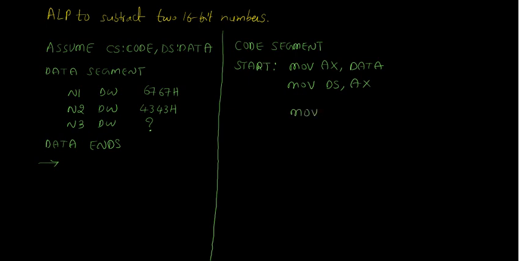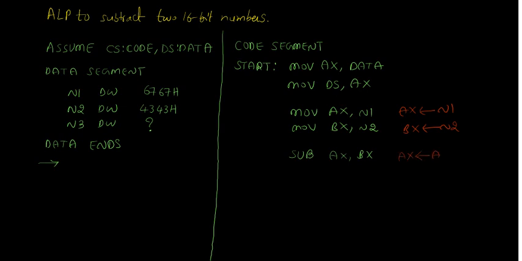Then we need to load two numbers to ax register and bx register correspondingly, n1 and n2. So ax will be loaded with n1, bx will be loaded with n2. So now you can use the subtraction instruction, which is sub ax, bx, and what will happen? Ax will be loaded with ax minus bx. Bx will be subtracted from ax and the result will be stored back to ax.